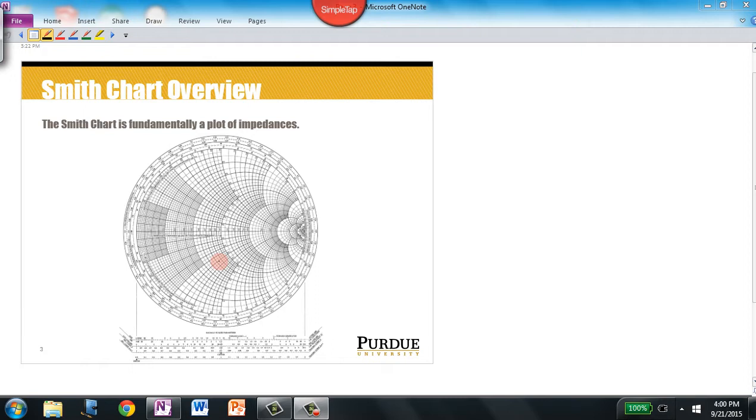As you can tell by looking at it, it's composed of overlapping circles, and there's these circles here, and then there's these circles here, and we can see that there's all these intersections of concentric circles. And these intersections of circles represent the real and imaginary components of impedances, meaning that they represent a complex number of resistance plus a reactance. Every intersection of two circles on the Smith chart represents a complex impedance.